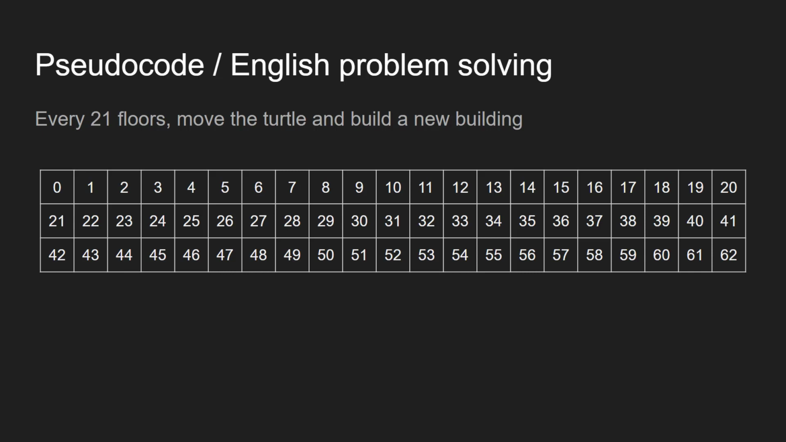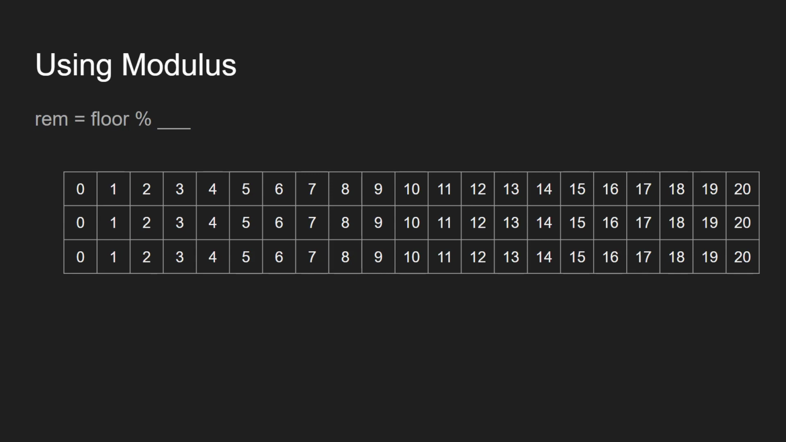So the first building will be between floors 0 and 20. The second tower will be between floors 21 and 41. And the third tower will be between floors 42 and 62. Now we can use a modulus to do this. We're going to add a second modulus to our problem. So we'll have the one for alternating colors, and then we will have a new one for changing buildings.